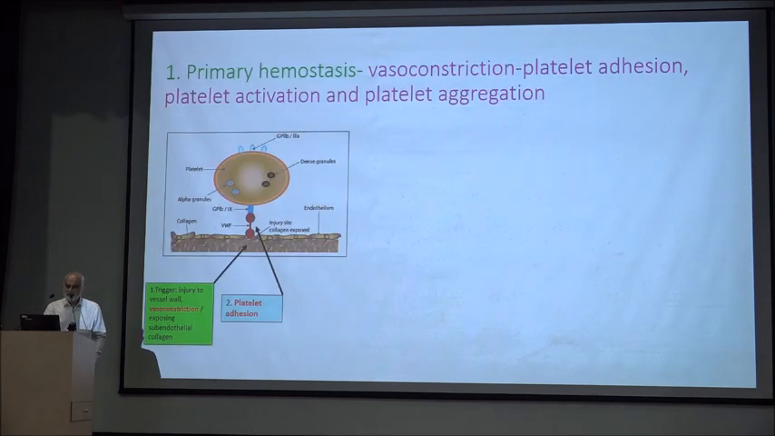So first of all, let's see primary hemostasis. The first step is there is an injury to the vessel wall, then vasoconstriction occurs, then exposure of the subendothelial collagen, then with these two receptors, von Willebrand factor and glycoprotein 1b/9, platelets adhere to the injured surface and the collagen.